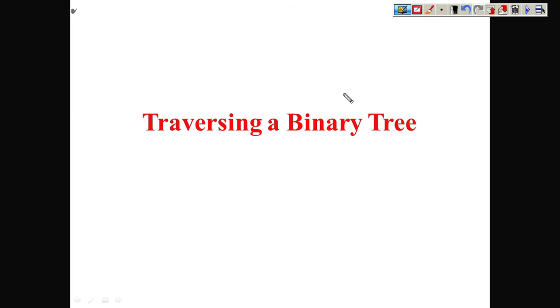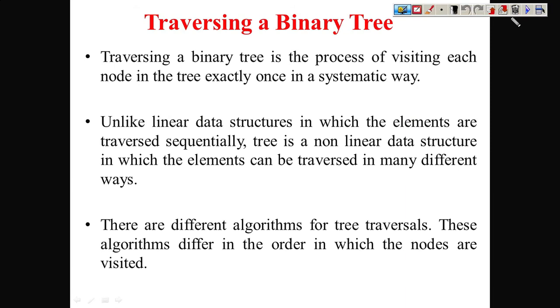Okay, so now we'll discuss traversing a binary tree. Traversing means visiting every node of a given tree. So let's see how it is possible. Traversing basically means visiting every node of the tree exactly once. So we want to visit every node of the given tree.